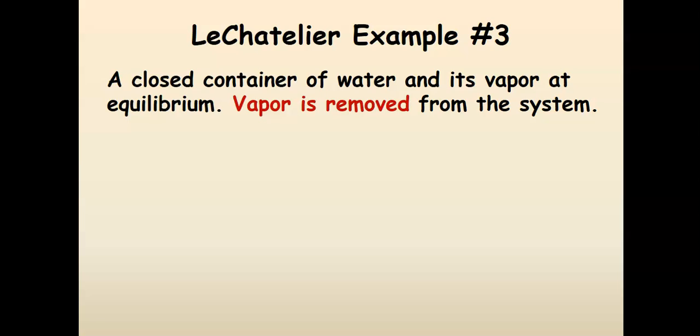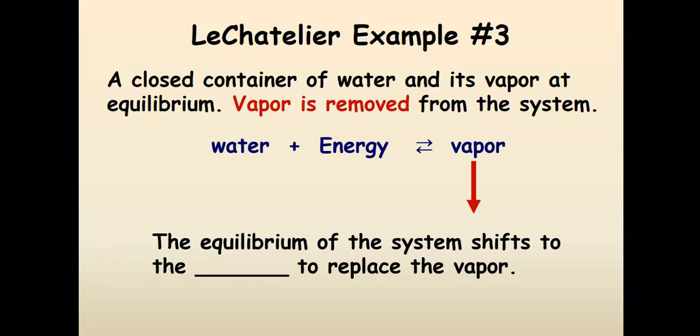Right, example 3. A closed container of water and its vapor at equilibrium. Vapor is removed from the system. This is the equilibrium, water plus energy to give you vapor. You are now removing the vapor. When the vapor is formed, you remove it. Where will equilibrium shift to?